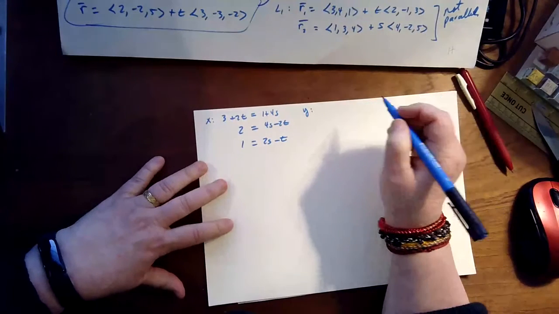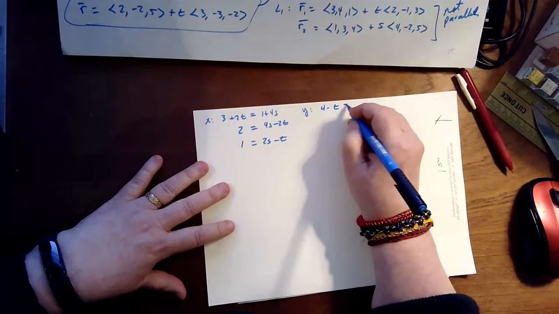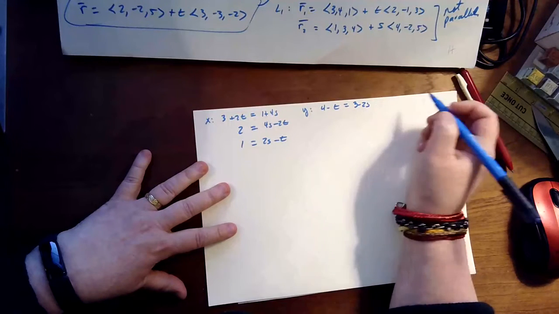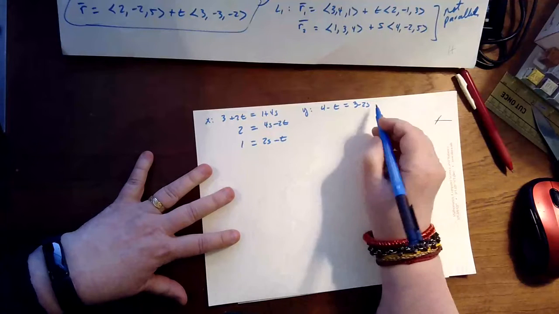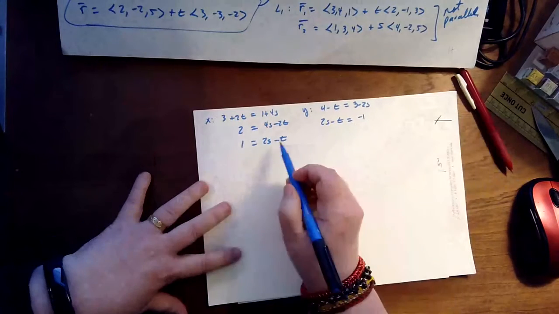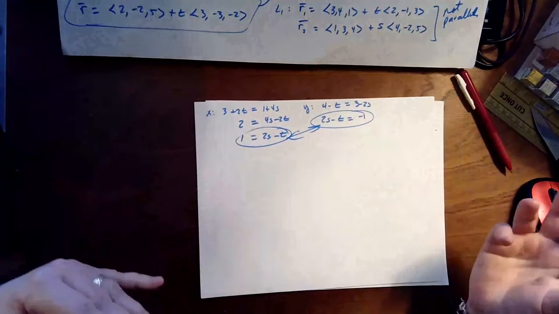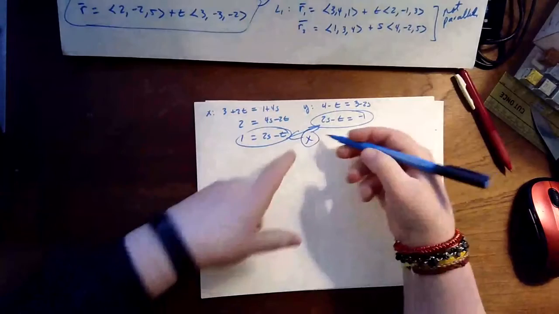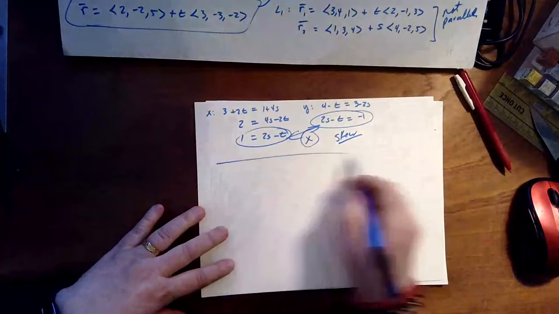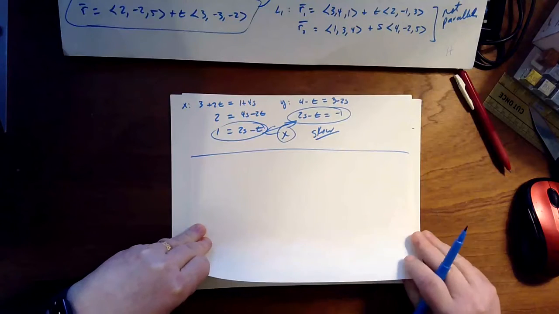Where's my y? I have 4 minus t has to equal 3 minus 2s. So simplifying this, I have 2s minus t is equal to -1. Okay. 2s minus t can't be 1 and -1 at the same time. Not possible. That means contradiction. So these are skew. Otherwise, I would keep going and try to solve for s and t, and that would tell me where and how they intersect.